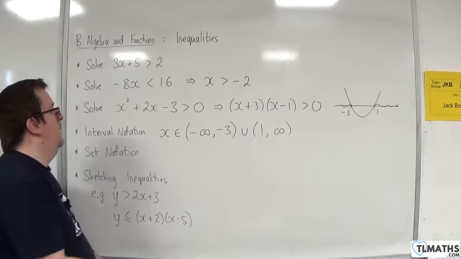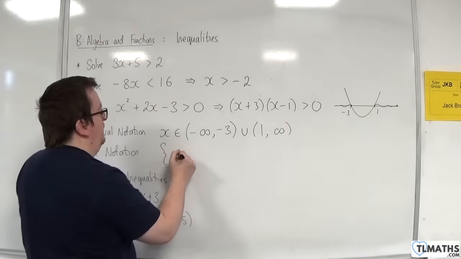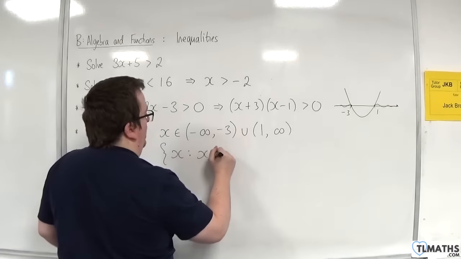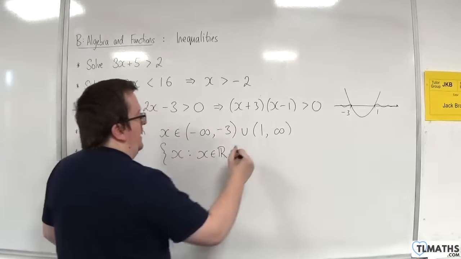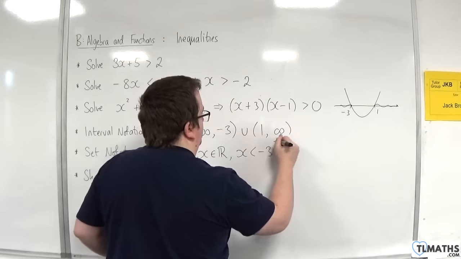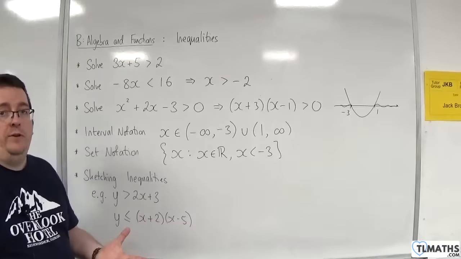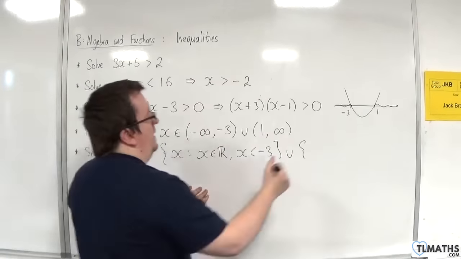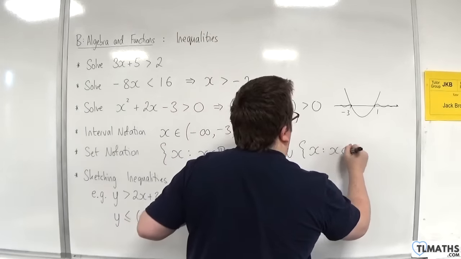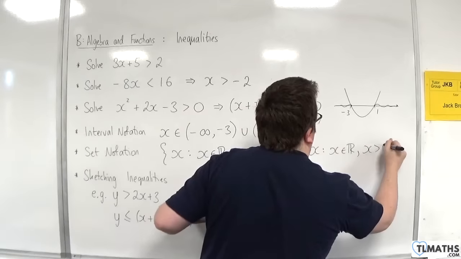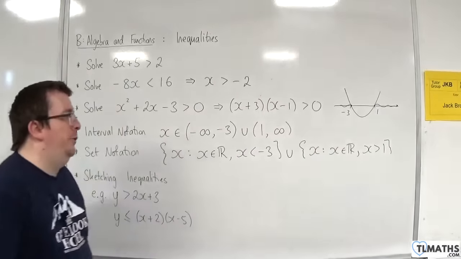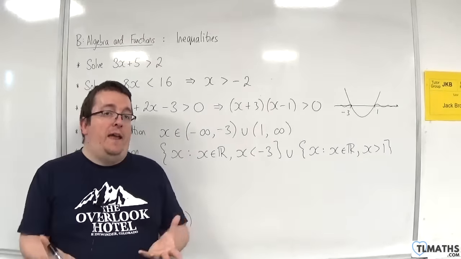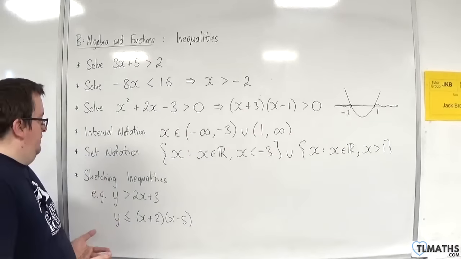With set notation, remember to use curly brackets, and I would state x is such that x belongs to the real numbers, and x is less than minus 3. And because we've got two regions, I'm going to do it as two sets. Union, curly bracket, x is such that x belongs to the real numbers, x is greater than 1. Now, there are, of course, alternatives to how people write out their set notation, but as long as it is unambiguous, you should be fine.